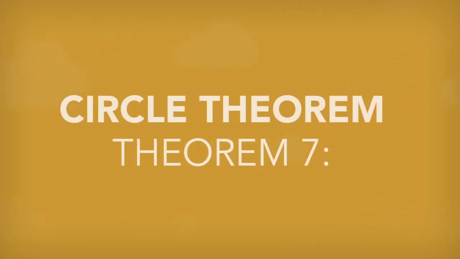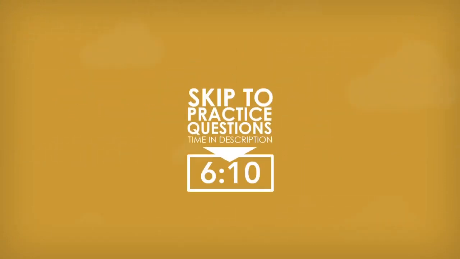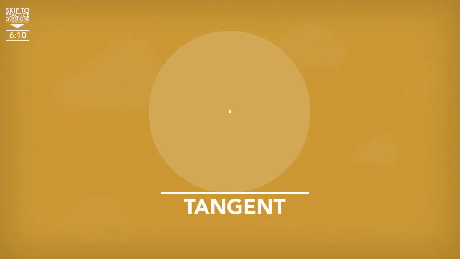Circle theorems. Theorem 7. Before going through the next theorem, a couple of things need to be understood. First, a tangent is when a straight line meets a curved object, or a curved line. In this case, it meets the circumference of a circle.